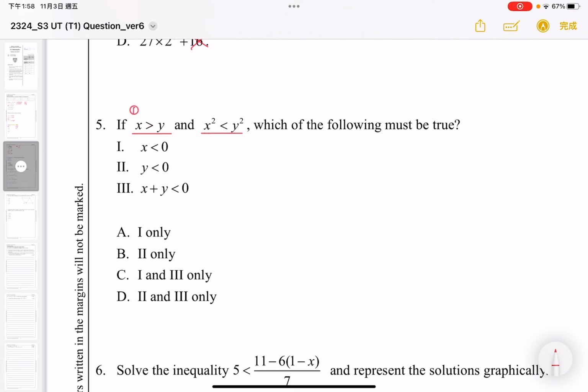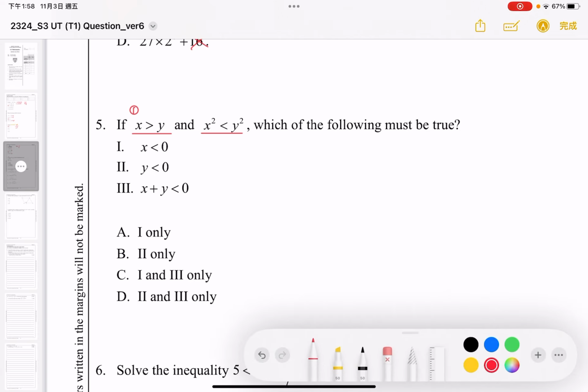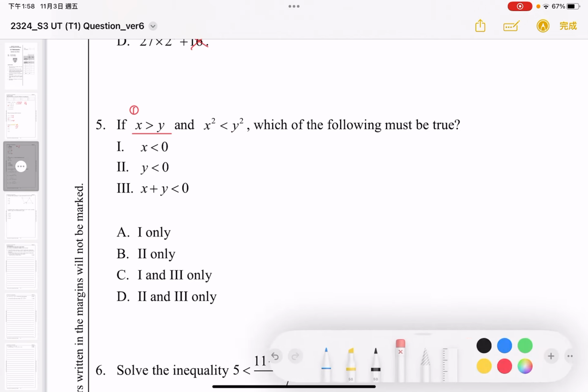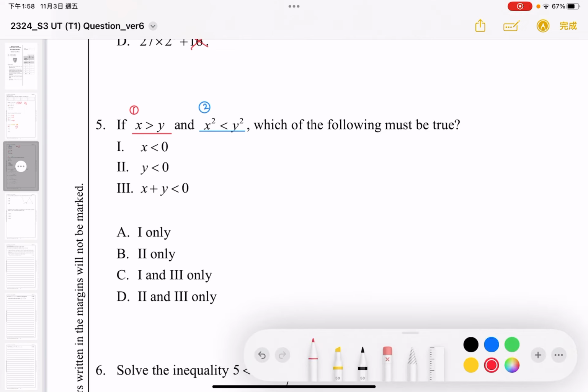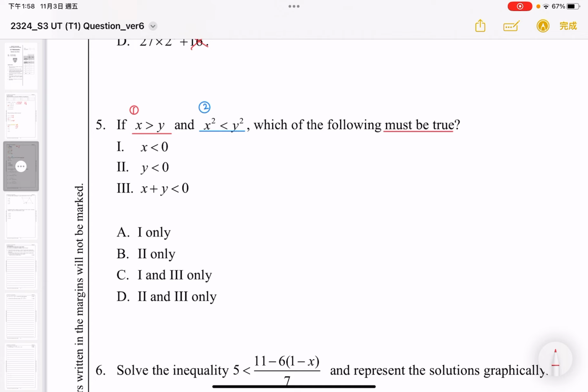Condition 1, and I'm going to use the other color, and condition 2. And at the same time, you have to know what the meaning of must be true is. If the statement must be true, it must be true for all values. We don't have any counterexample for it. So we have some statements: x smaller than 0, y smaller than 0, and the sum of x and y smaller than 0. So how can we approach this question?